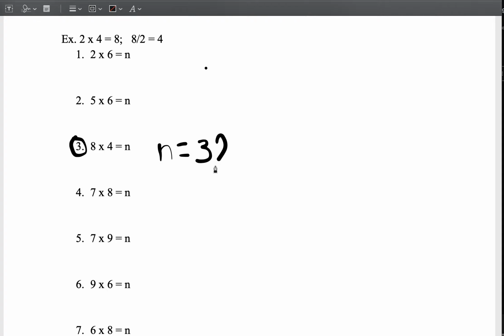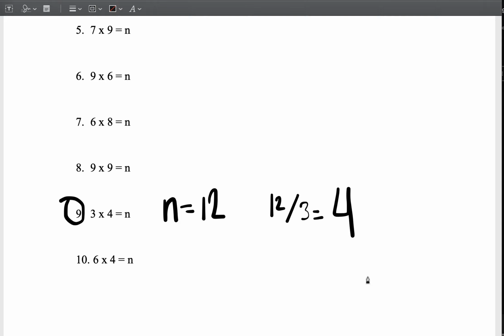And to write a related division equation, basically, any number that is multiplied is also divisible by each other. So 32, you always have to start with the bigger number, divided by 4 equals 8. That's just one example. You could also do 32 divided by 8 equals 4.